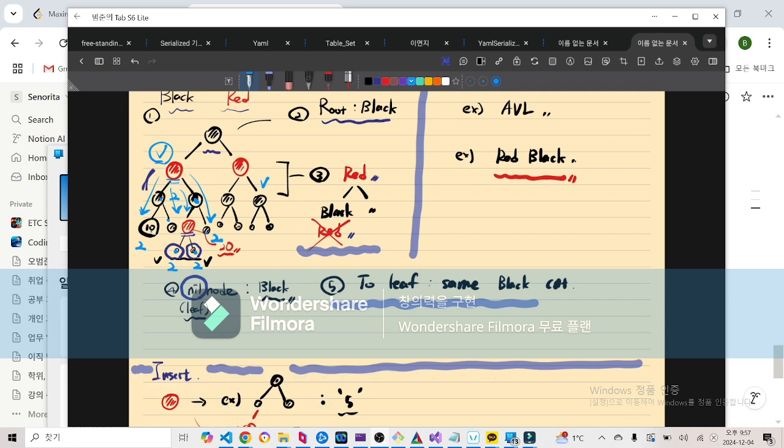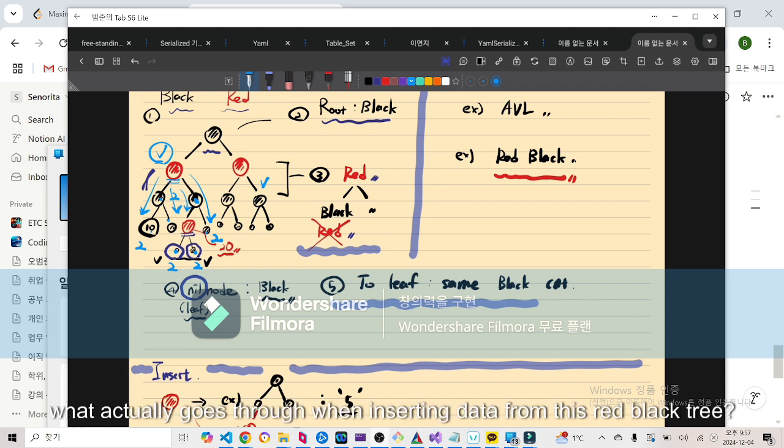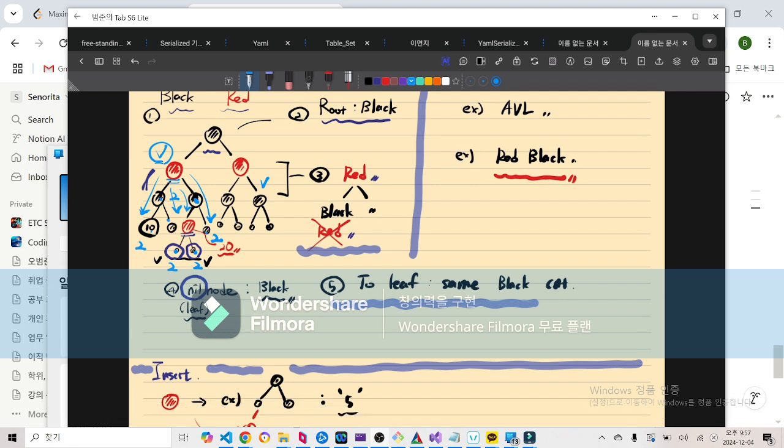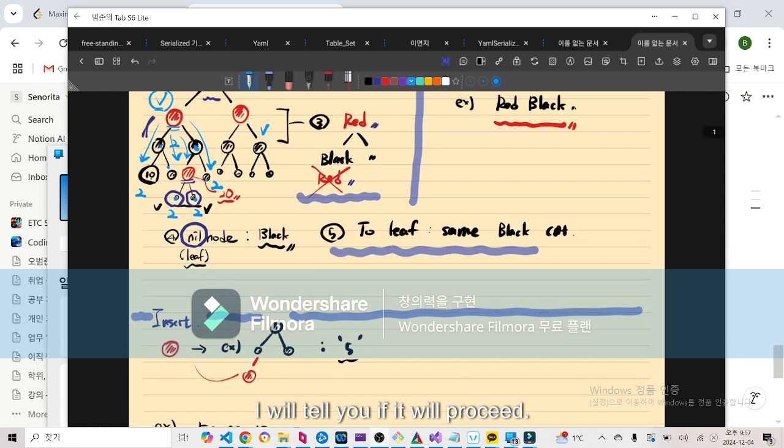So far I've basically explained these principles, and in the next video, I will tell you what actually goes through when inserting data into this red-black tree.